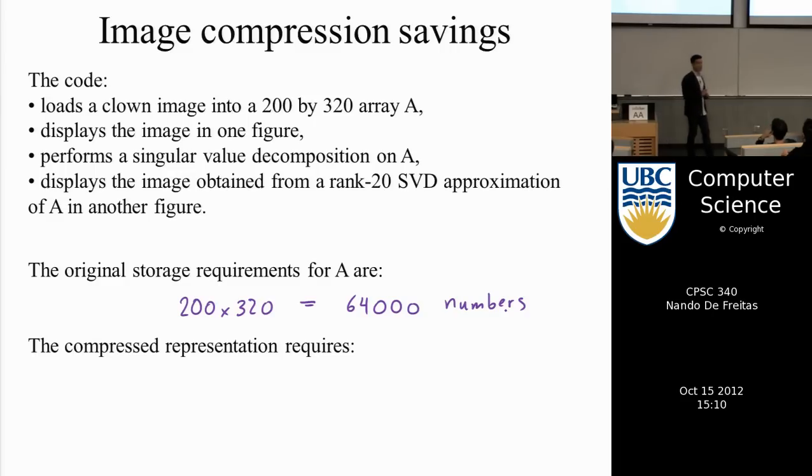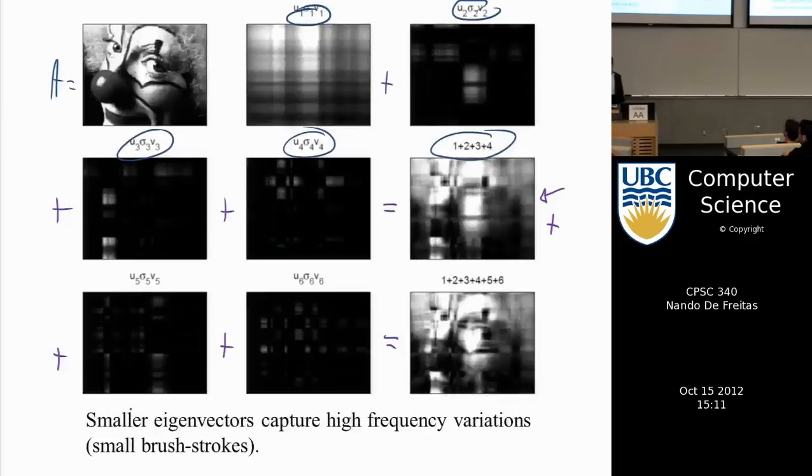What about the compressed image? In order to be able to render it, how much do I need to store, using k equal 20? Yeah, so you need 40 per vector, and you choose the first 20 of them, plus you also need another 20. Okay, 41 times 20. Let's go back.